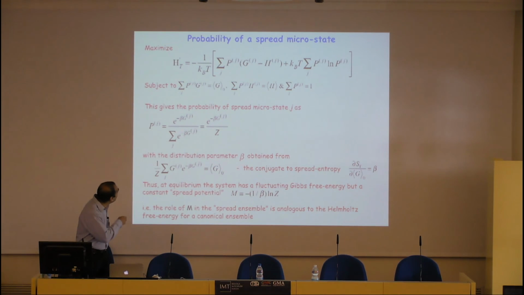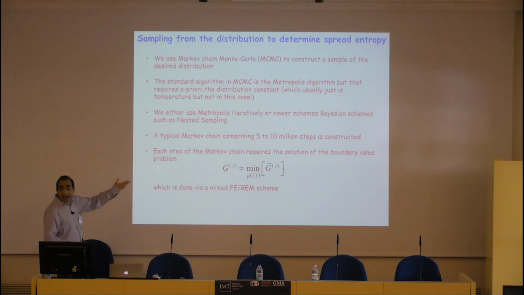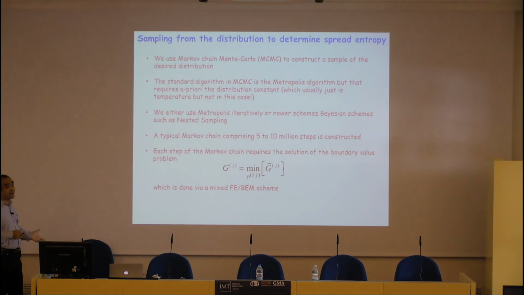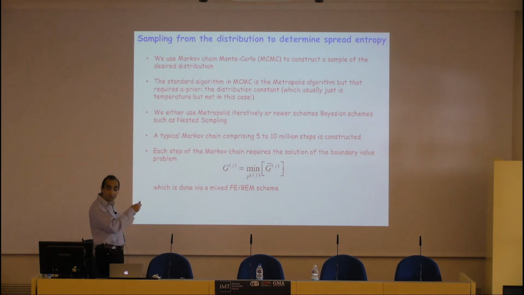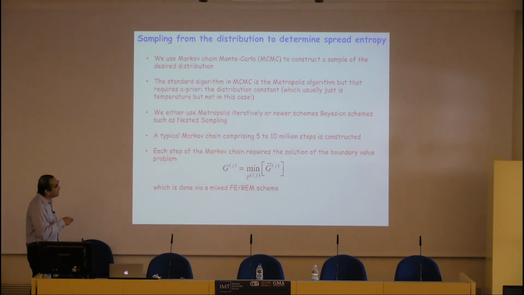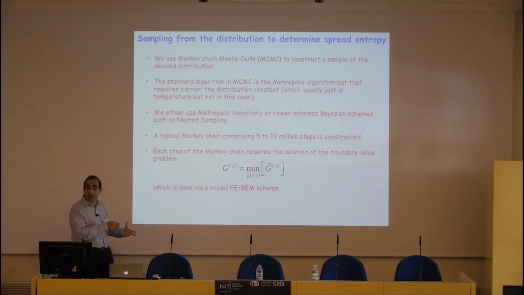The problem I have here is that I've got the probability of a spread microstate, but I have no idea what the spread entropy is. And to calculate that spread entropy, how do I do that? I use Markov chain Monte Carlo methods. In a standard Markov chain Monte Carlo method, you'd use a Metropolis algorithm. For that, you'd need to know the temperature. In my case, beta, I don't know the temperature, so I use other algorithms called nested sampling and some other more complex Bayesian schemes. We would be running a very, very large number of calculations, tens of millions of FE calculations, to do the sampling over all particular spread microstates.